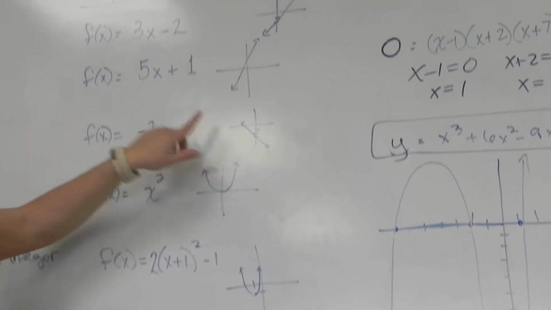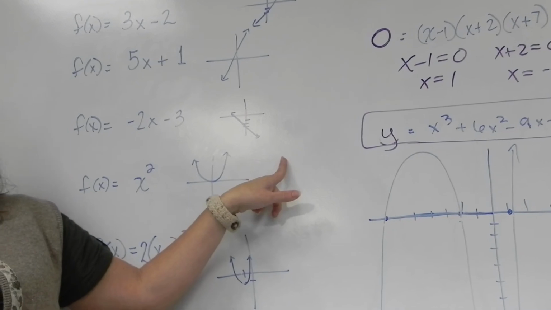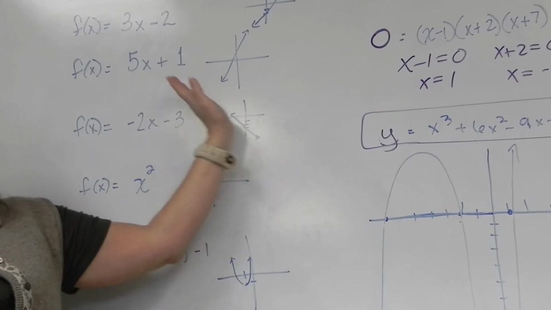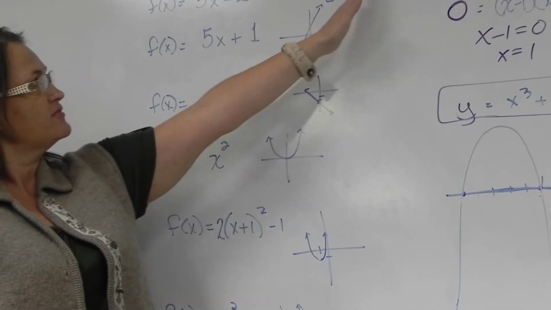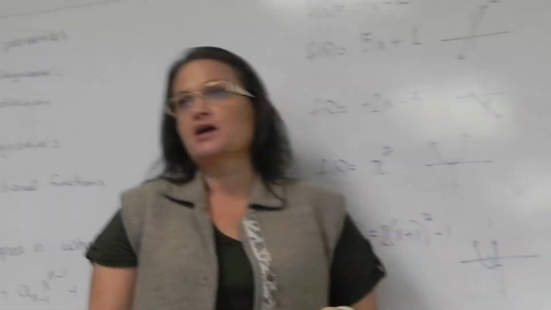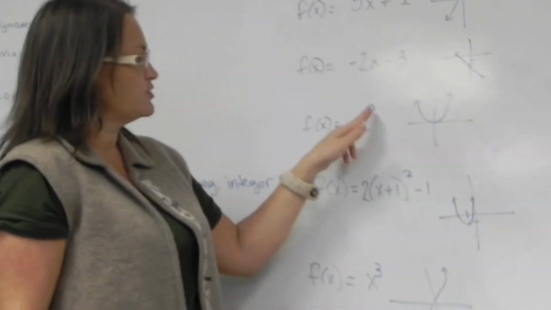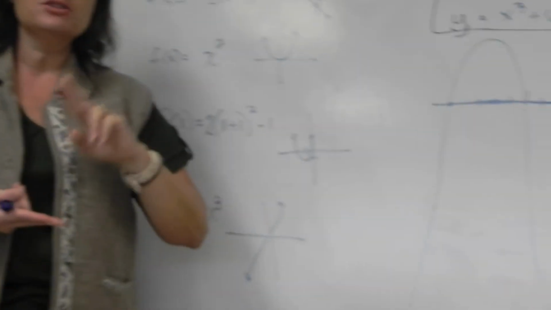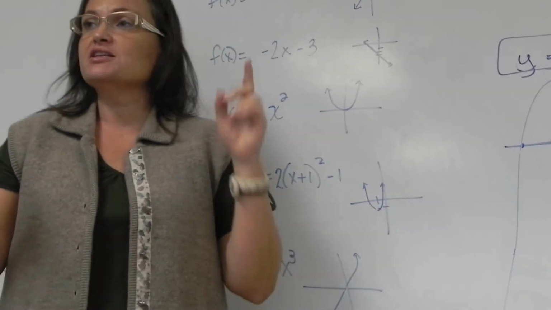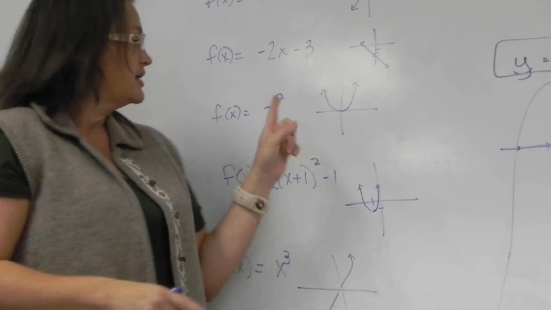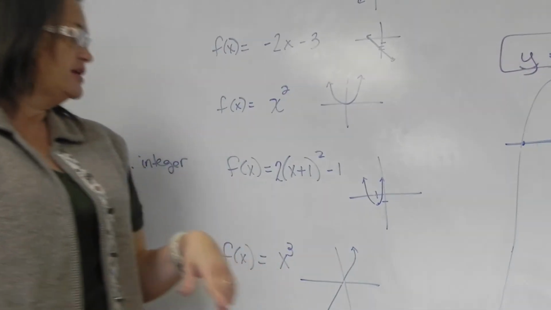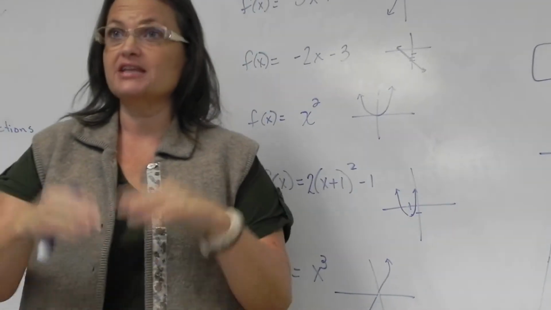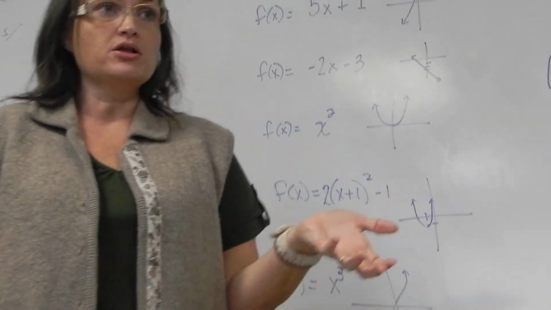X to the first, our lines go different directions. If it's a negative slope, the left side is up and the right side is down. If it's a positive slope, it goes low to high. Okay, second degree polynomials, or any even degree polynomial, the ends will go together, like our parabola. X squared, if it's positive, it's up and up. And if it's negative, it's down and down, but the ends go together.